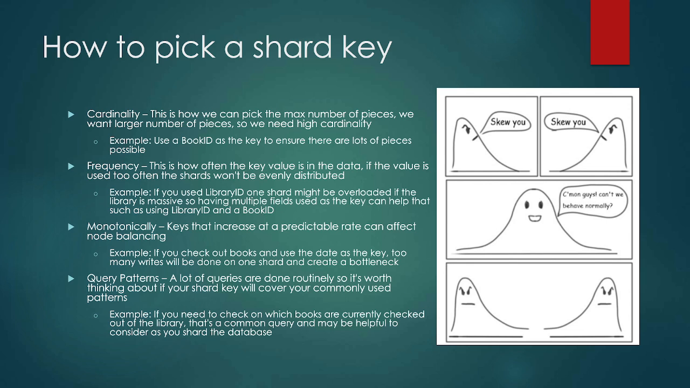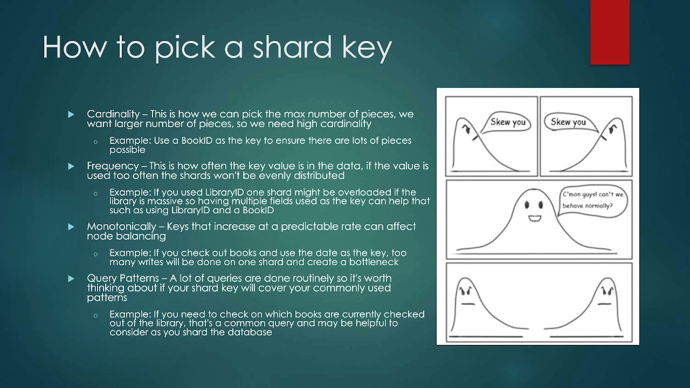Monotonicality. Keys that increase at predictable rates can affect node balancing. So if you check out books and you use the date as the key, if you do too many writes, that might end up changing. So if you're using date as the key, Monday is going to write to one shard, Tuesday is going to write to another, Thursday is going to write to another. Well, the problem can be that if you end up checking out a whole bunch of books on Monday, that's going to end up changing the database and writing to the database, which can be a little bit labor intensive.